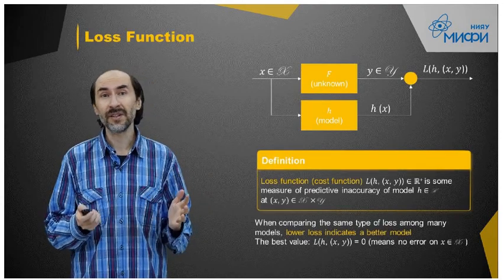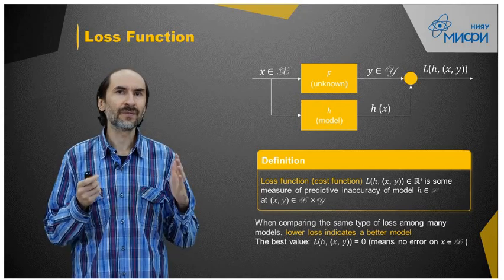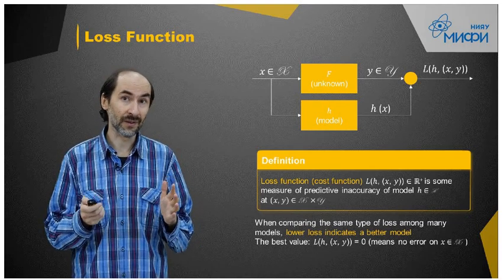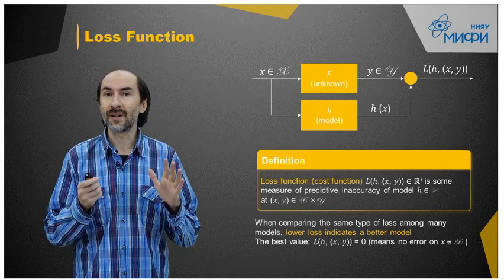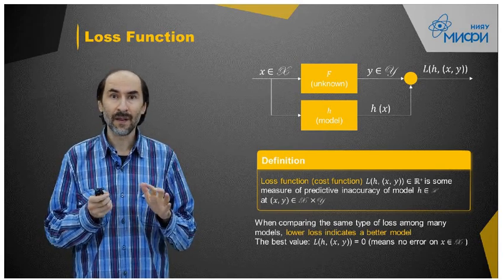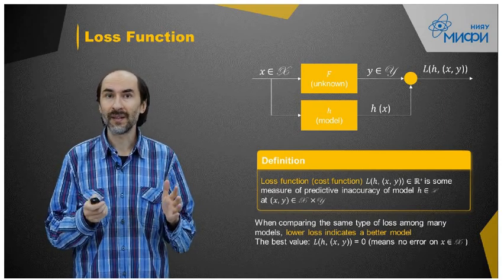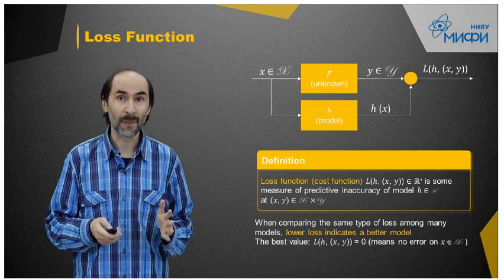The machine learning models are essentially data-driven models. To construct them, we need some accuracy measure. Let's introduce loss function. By definition, the loss function or cost function is some measure of predictive inaccuracy of the model. Loss function is calculated with respect to the instance x, y, where x is the model's input and y is the model's target output.